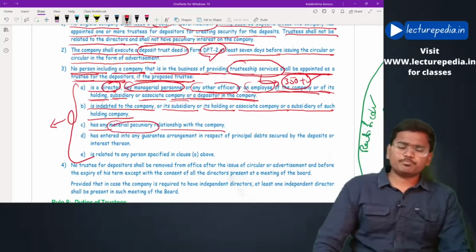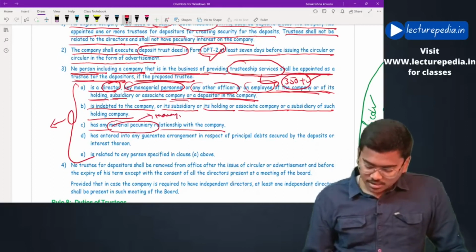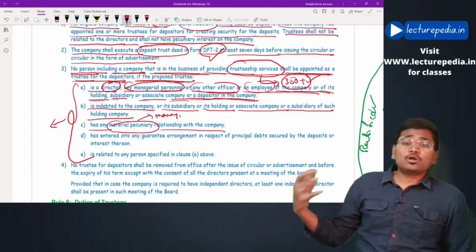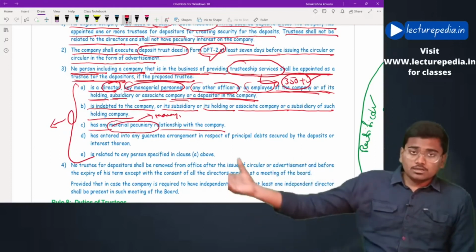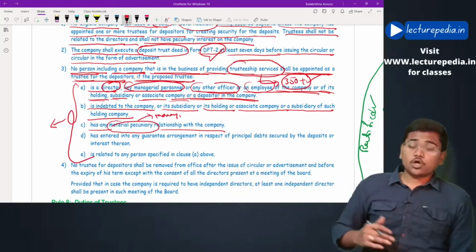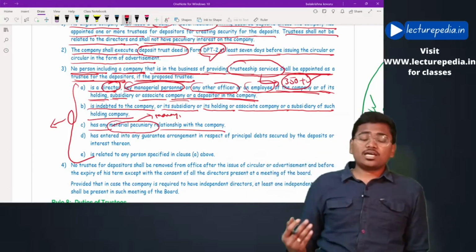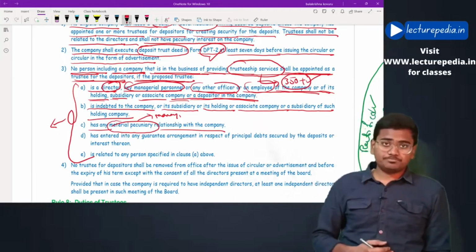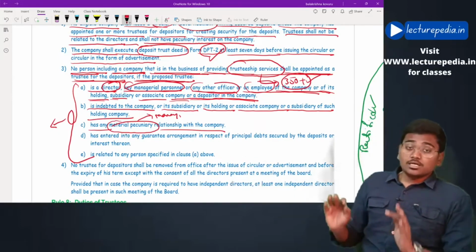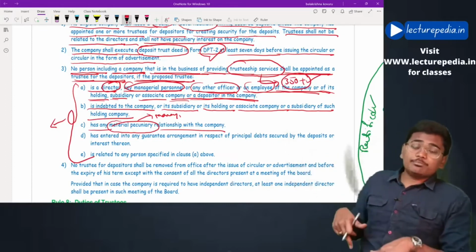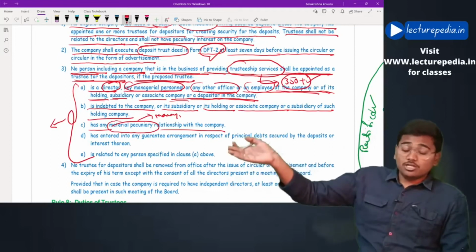Pecuniary relationship means a relationship related to money. Let's say he has taken some loan from the company, that means he has some indebtedness with the company, or he has purchased some goods from the company on a credit basis. That means he will become a debtor to the company. Or let's say he has sold some goods to the company on a credit basis, in that case he will become a creditor.